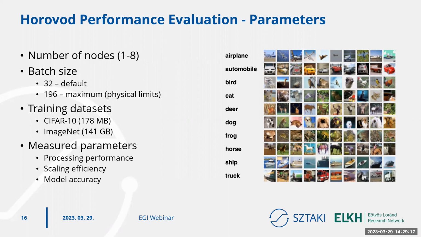32 was the default value, but we also pushed it up to the physical limits. The maximum value is 196. So the limiting factor here was the memory of our GPU cards. This was the most amount of data that fit them at one time. And basically, if you remember back to how Horovod works, each of the worker nodes computes individually the model gradients, and then they will update the gradients in a synchronization step.